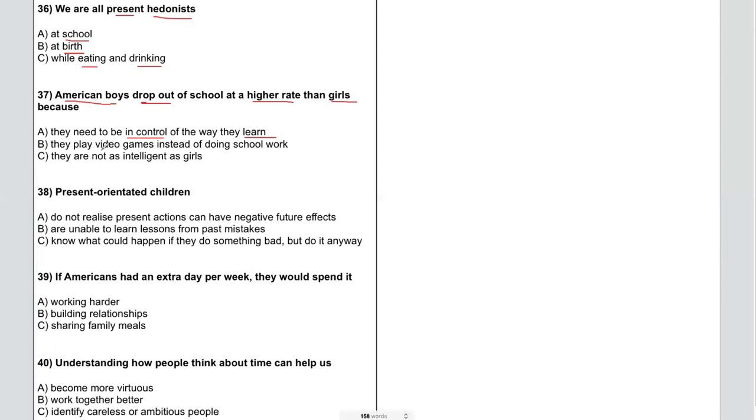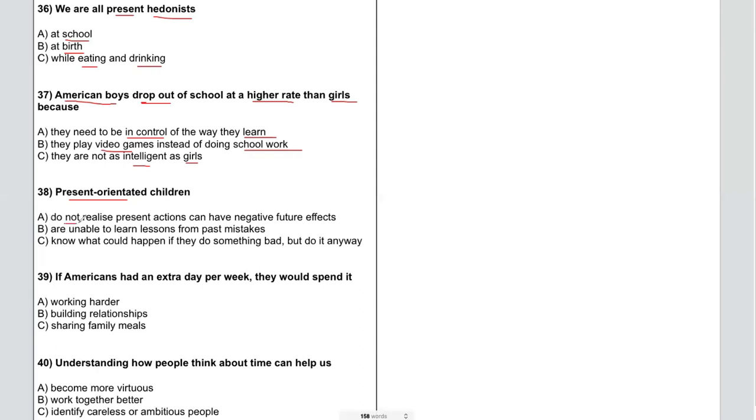B, they play video games instead of doing schoolwork. Now in this case, again, I know that video games can be played, so I don't need to underline this verb. And C, they are not as intelligent as girls. Okay, great. Let's look at number 38. Present orientated children. Now I'm going to underline present orientated. We've just talked about boys and girls, which is children. So I assume that since the answers will come in order, we'll already be talking about children. So I don't need to underline this necessarily.